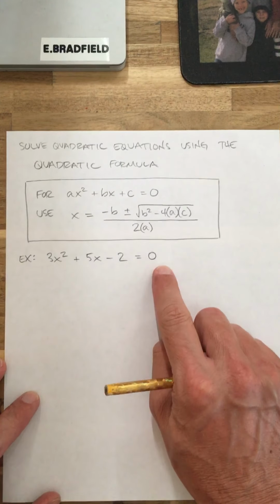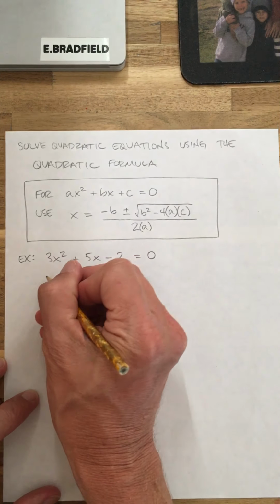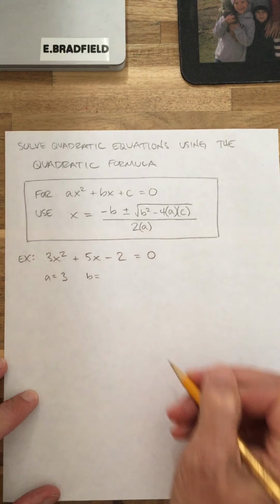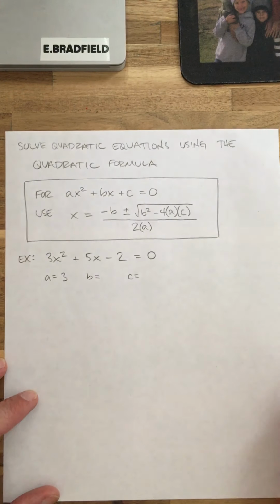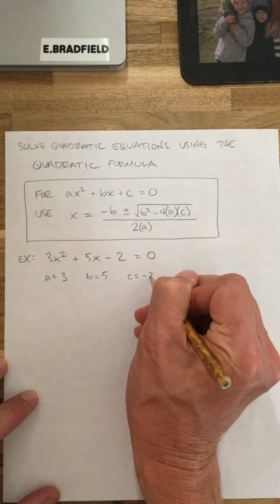Whenever you have a quadratic equation, you're going to identify your A, B, and your C. So here we have A equals 3, B equals, what is B? And C equals, what is C? You guys find those, okay? All right, good. B is 5 and C is -2.